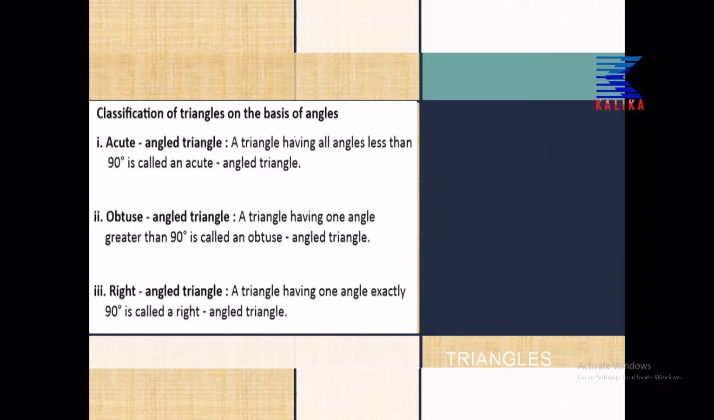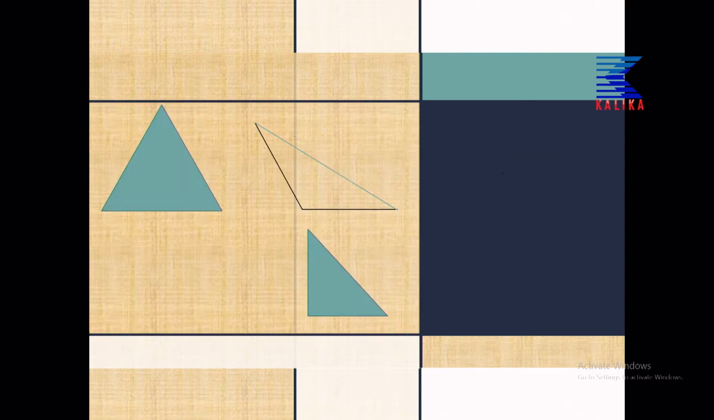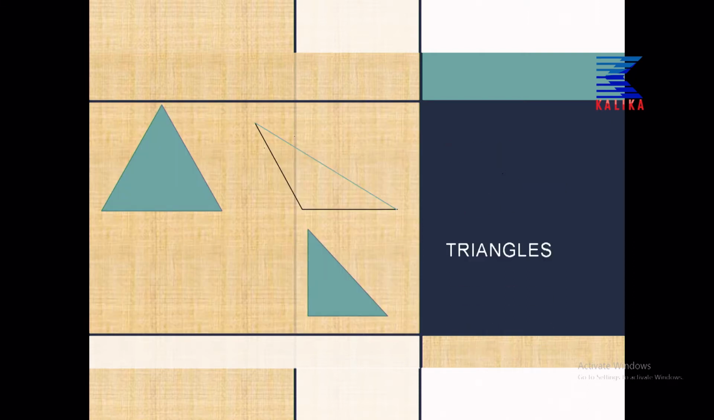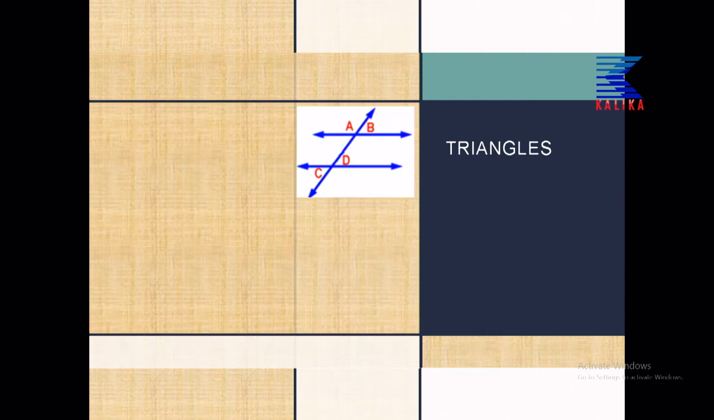Similarly, we classified the triangles on the basis of angles as well: acute angled triangle, obtuse angled triangle and right angled triangle, that we already discussed last day. You can see this. I have just shown you the slide here, and from here I want to begin. So, dear students, please draw the figure as shown in the slide, the same as that.